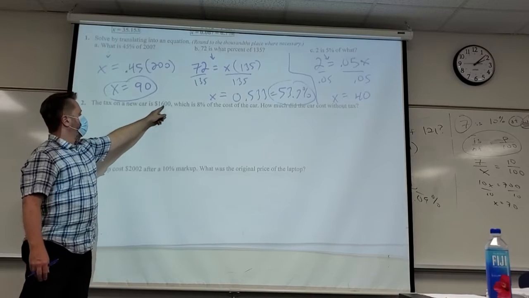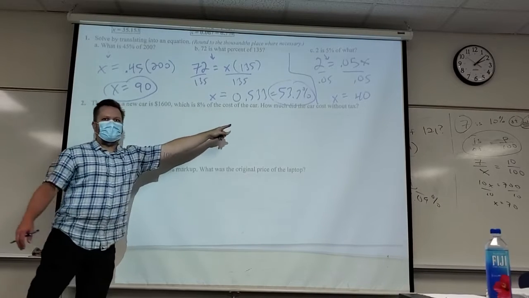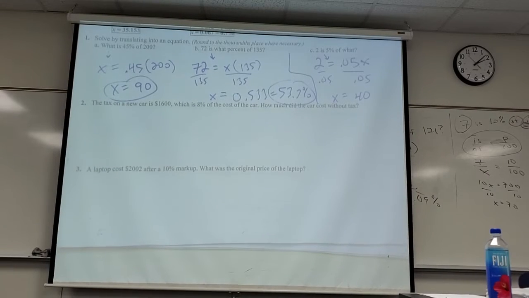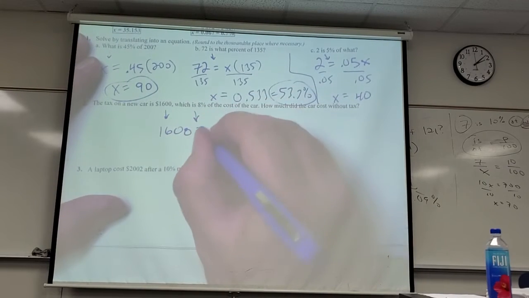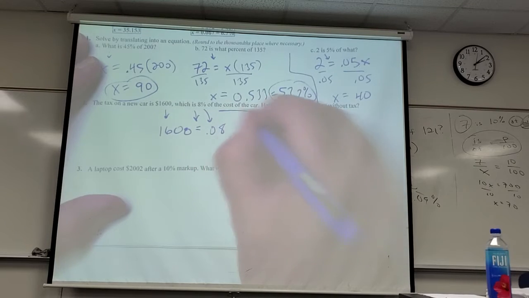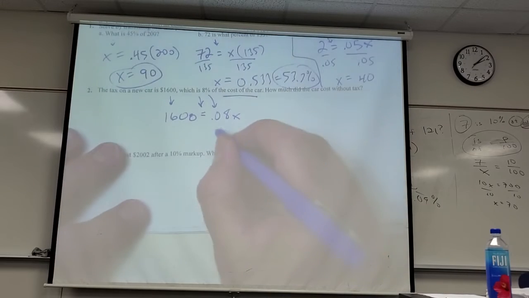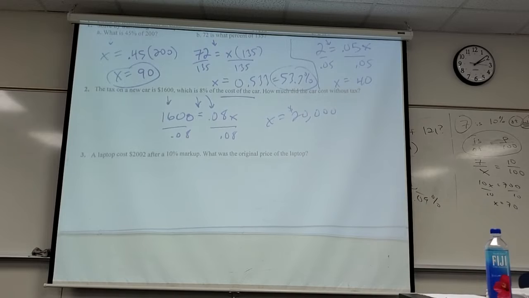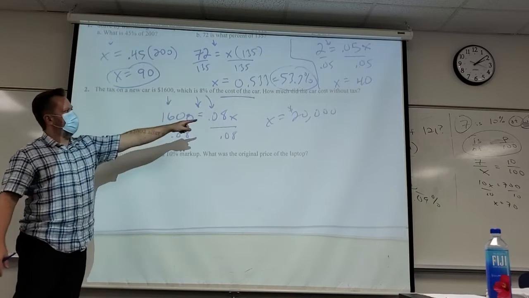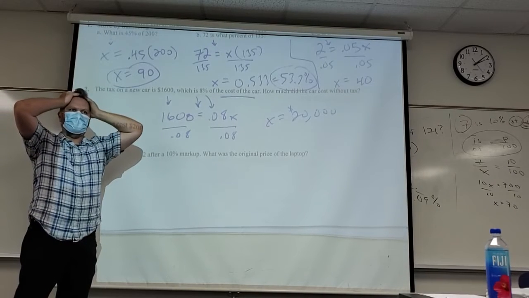So the tax on a new car is $1,600, which is, so $1,600 is 8% of the cost of the car. So you can directly translate it into an equation. $1,600 is 8% of the cost of the car. And then of course, just have to divide, and you get 20,000. Now somebody was concerned about the 1,600, but that's what you would add on top of that to find out how much they have to pay before they can drive off the lot, right?